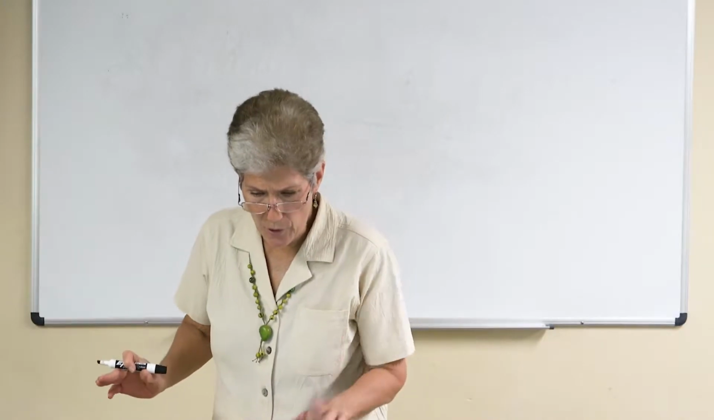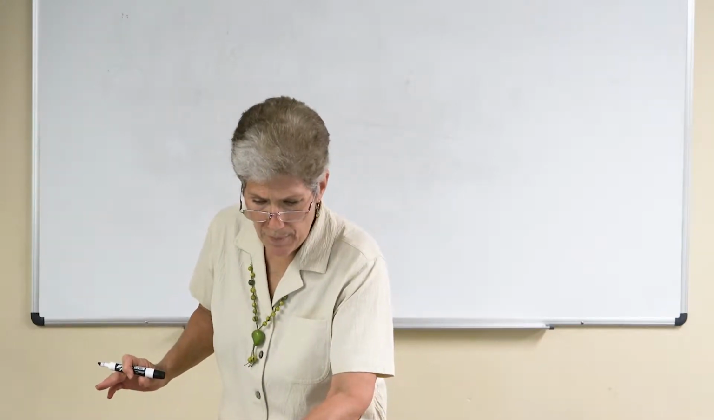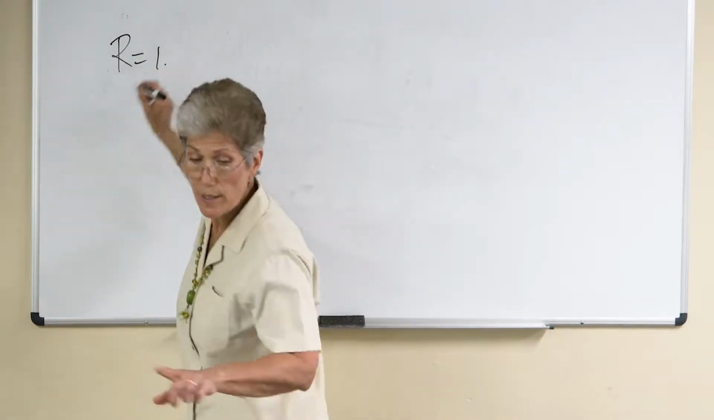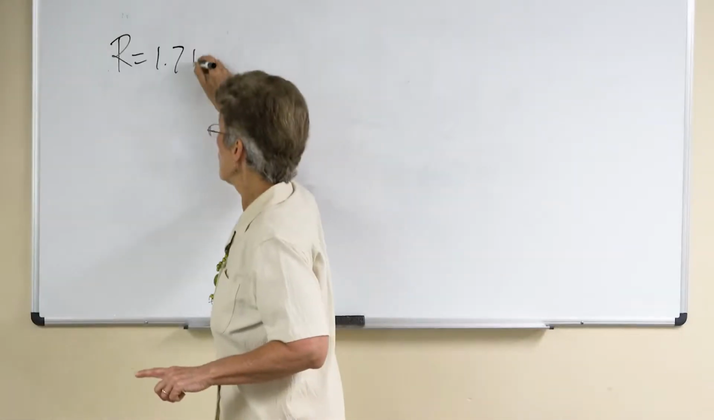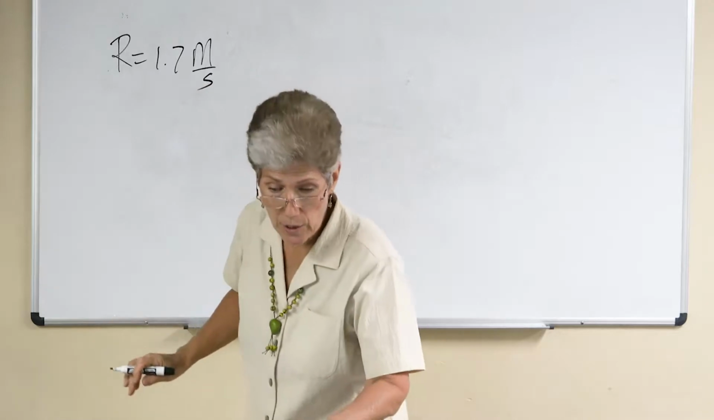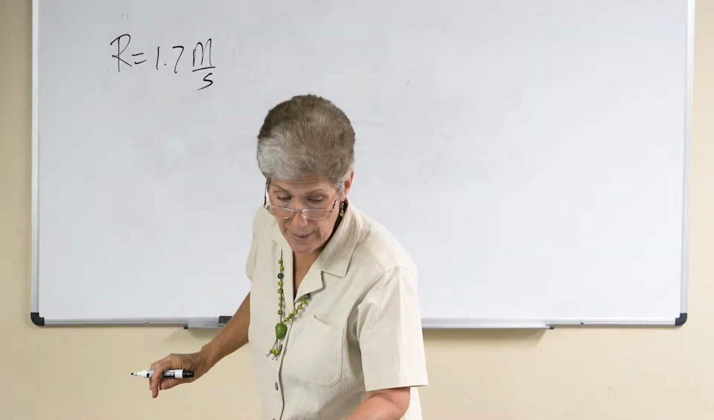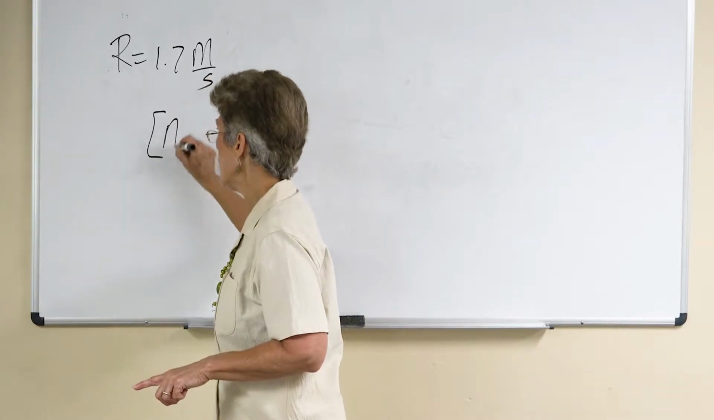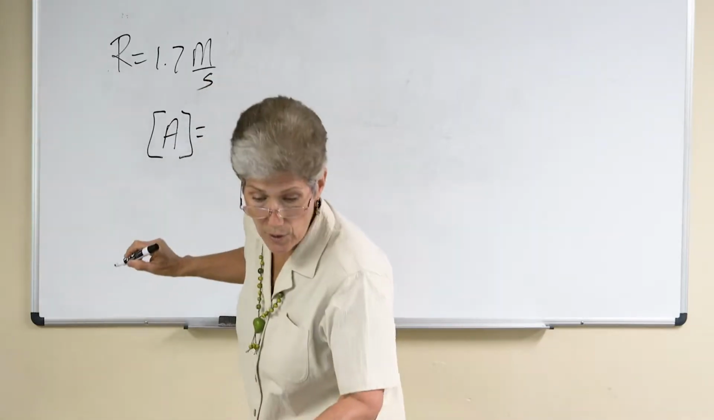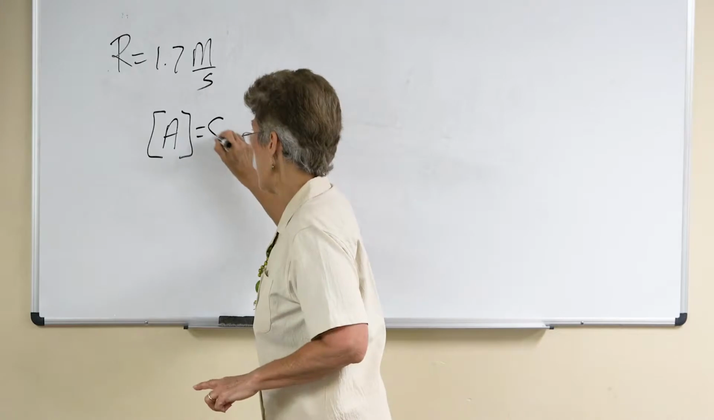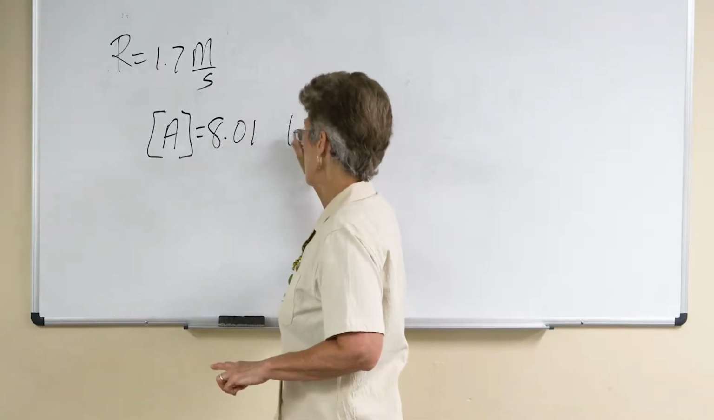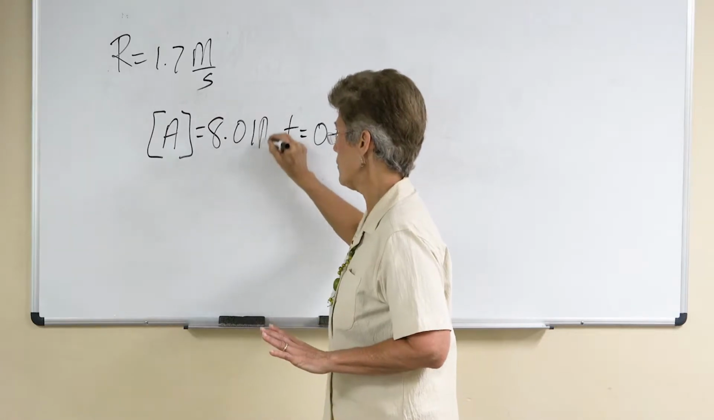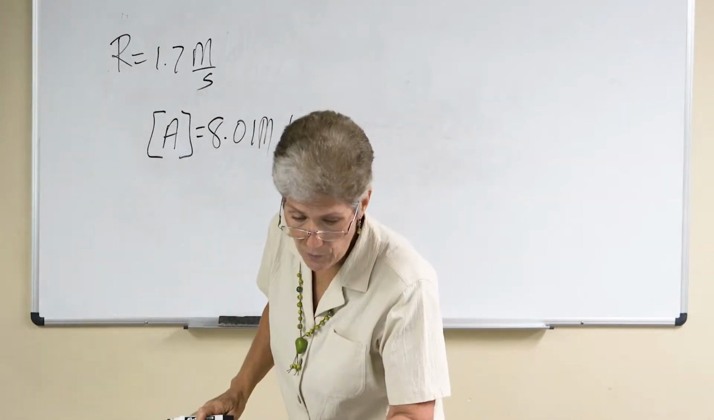Okay, let's see what we know. We know they measured the rate of the chemical reaction, and we know that the rate equals 1.7 molar per second. And to get this value, he measured the concentration of the reactant. So we have the concentration of the reactant measured at 0 seconds at 8.01 molar, and that is time equals 0.0 seconds. So far, that's our given information.